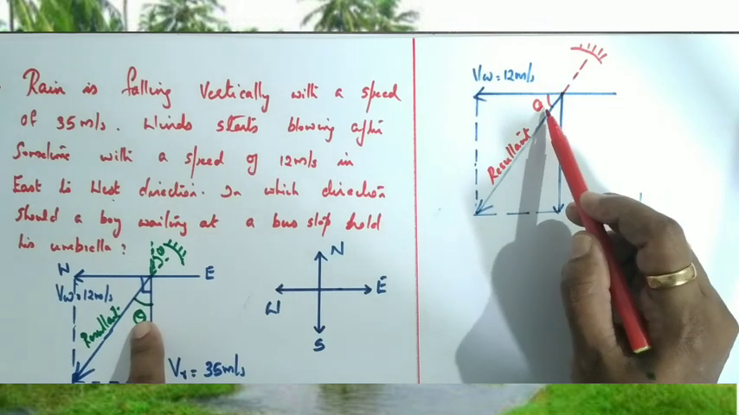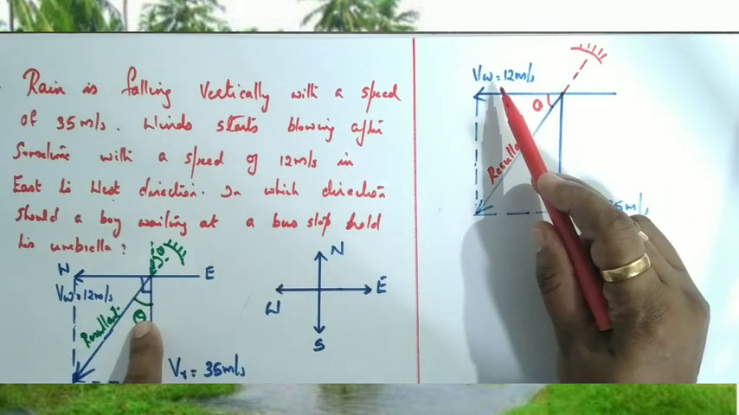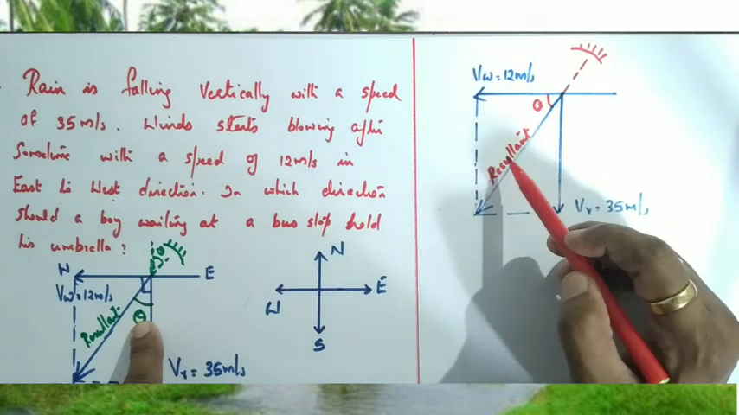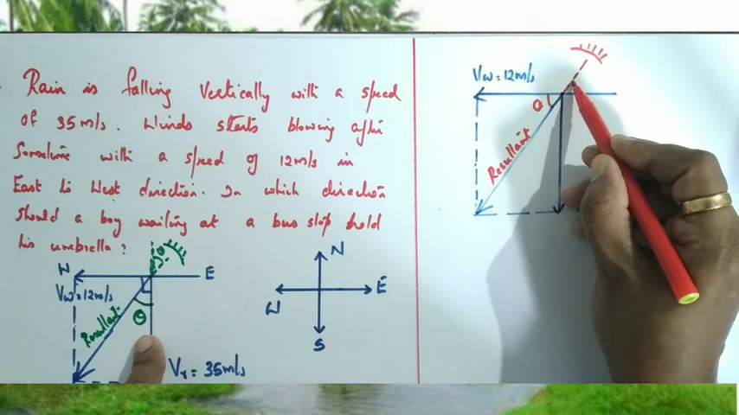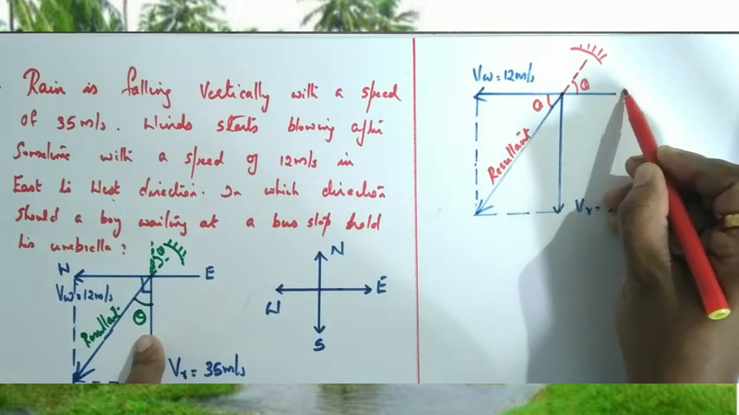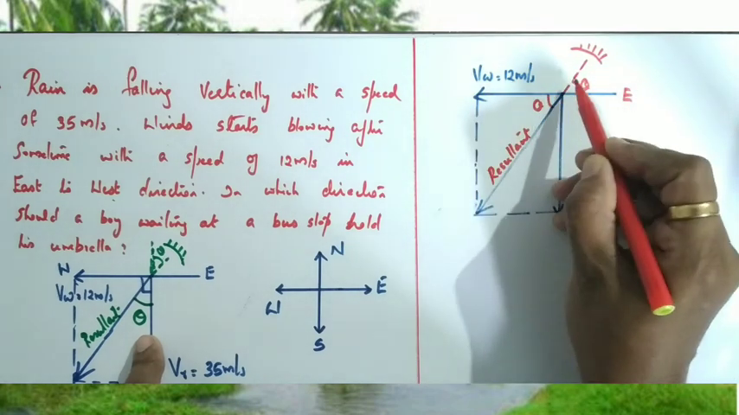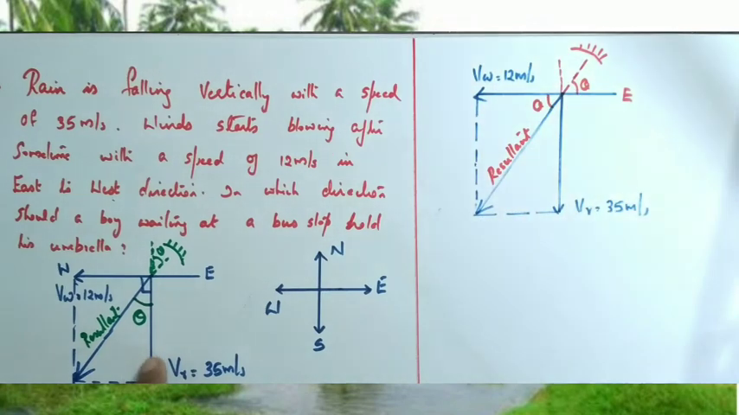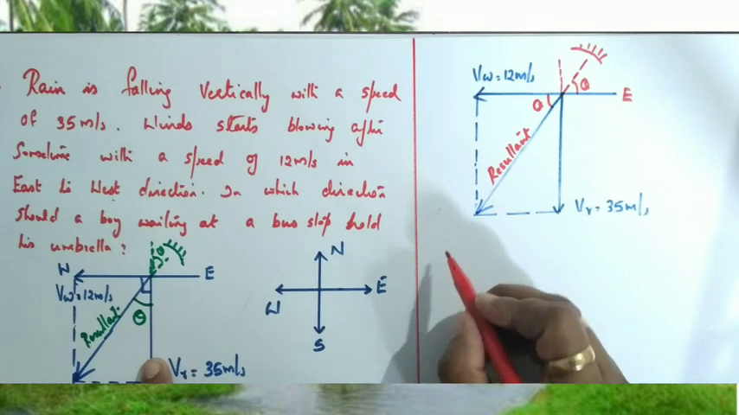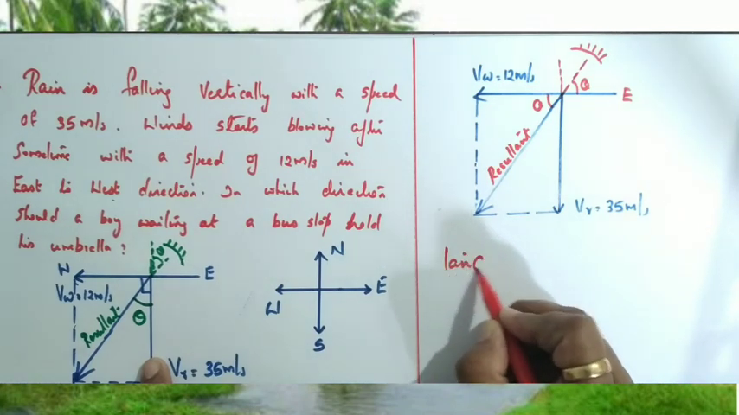You can also take the angle between the direction of wind and the resultant as theta, no problem. Now if this is theta, what will be this one? This will be theta. This is the direction of east. Okay. Now how will you find out the value of tan theta? It is also easy to take tan theta.